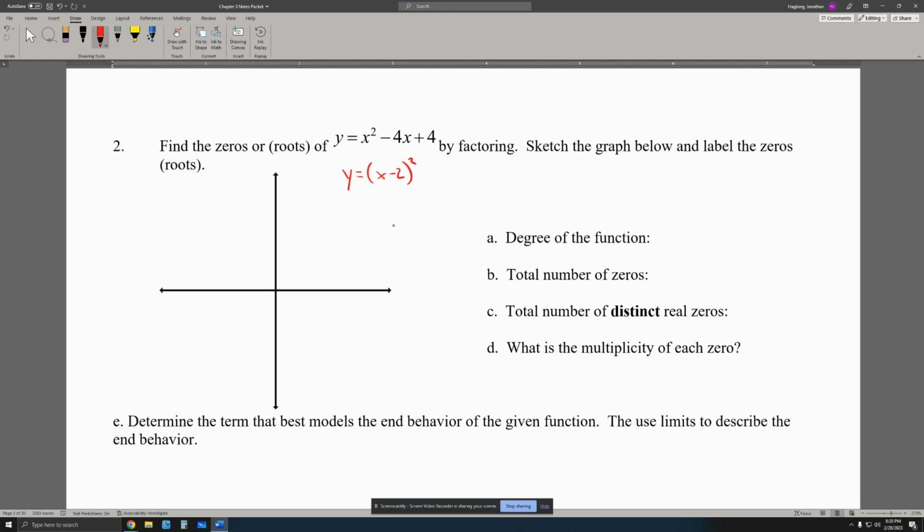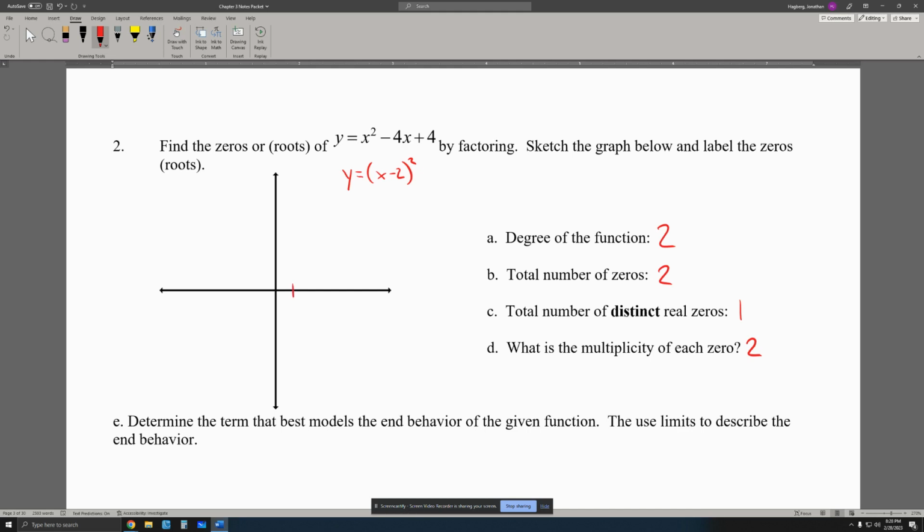The degree of this function is 2. This is a quadratic. The number of zeros, we have 2 zeros, because this is a quadratic, degree 2. And the number of distinct zeros, in this case, we have one distinct zero, and that's going to be x equals 2. The multiplicity of each zero is going to be 2. All right, so let's go ahead and graph this.